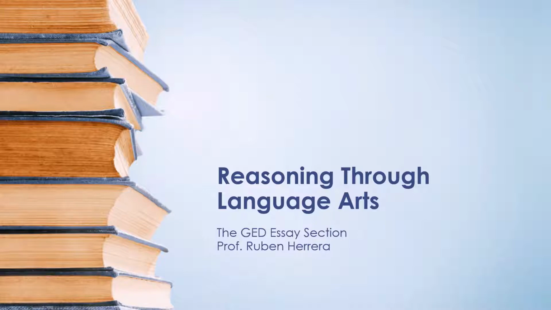And in this video, my friends, we're going to talk about the section of your Reasoning Through Language Arts where you have to write an essay, okay? So let's get started. On your Reasoning Through Language Arts exam, you are going to be given 45 minutes to write an essay. You're going to have to type it, actually. And this is how it's going to work.